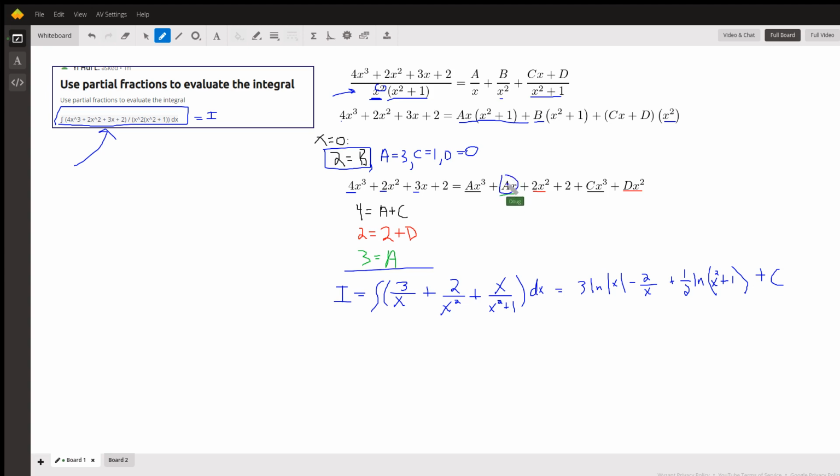And finally, this coefficient right here matches with this coefficient right here. That's the only term containing just the variable x. So A has to equal 3. If A is 3, put a 3 right here, C has to equal 1. D is 0.